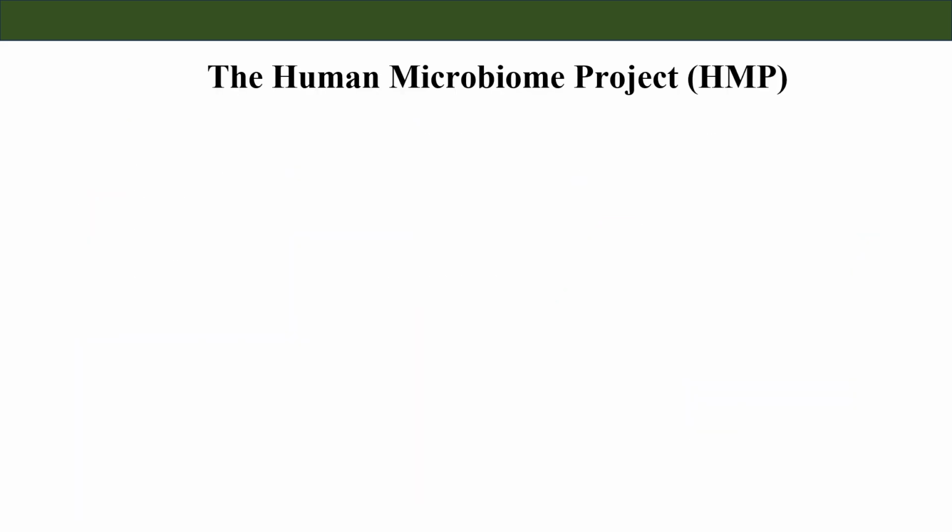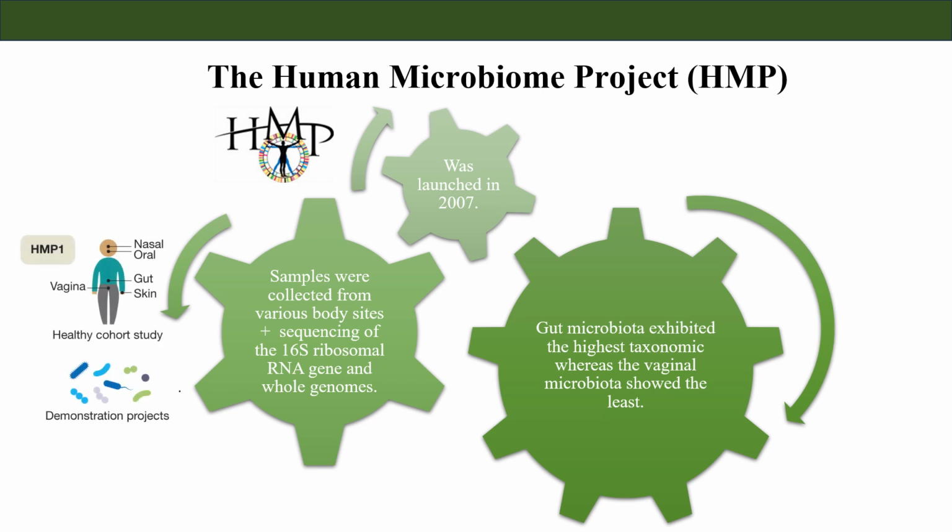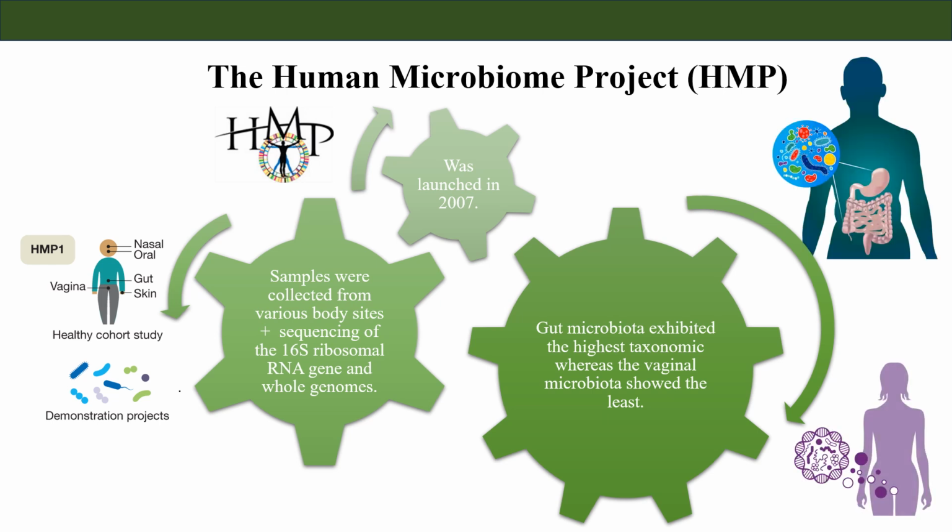The Human Microbiome Project, HMP, was launched in 2007 following the Human Genome Project. This 5-year initiative aimed to analyze the genetic composition of microbial populations in healthy adults. Samples were collected from the nose, mouth, skin, gut, and vagina. Through sequencing the 16S ribosomal RNA gene and whole genomes, researchers discovered significant inter-individual variation in species and genetic composition, with the gut microbiota showing the highest diversity.